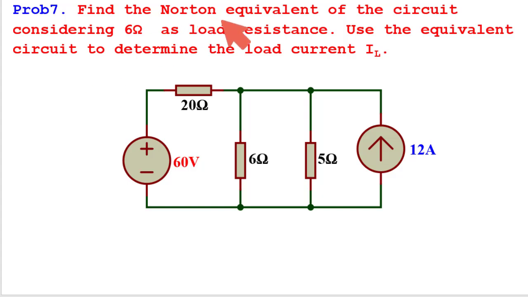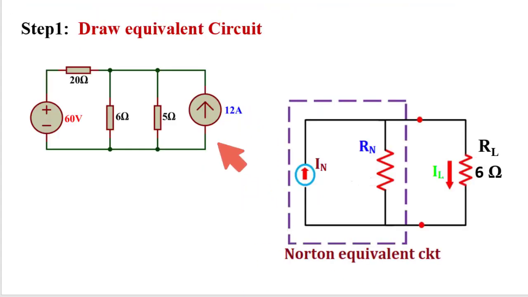Problem number 7. Find the Norton equivalent of the circuit considering 6 ohm at the load. So this is the load. Use the equivalent circuit to determine the load current. So I need to find the load current which is flowing through this load resistance 6 ohm. First drawing equivalent circuit. So this is load resistance, Norton current, Norton resistance.